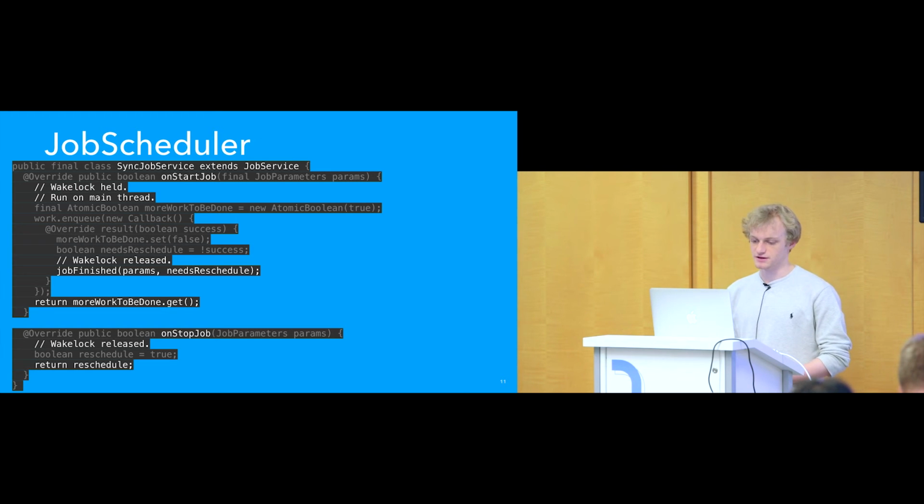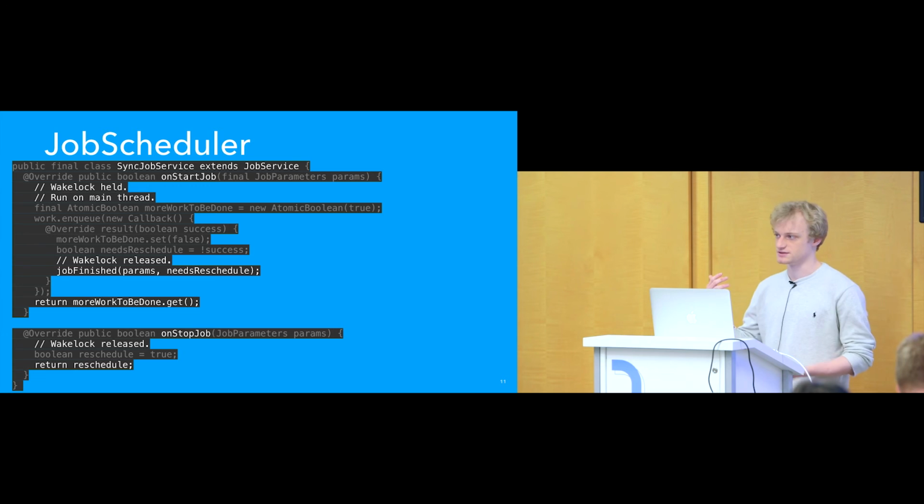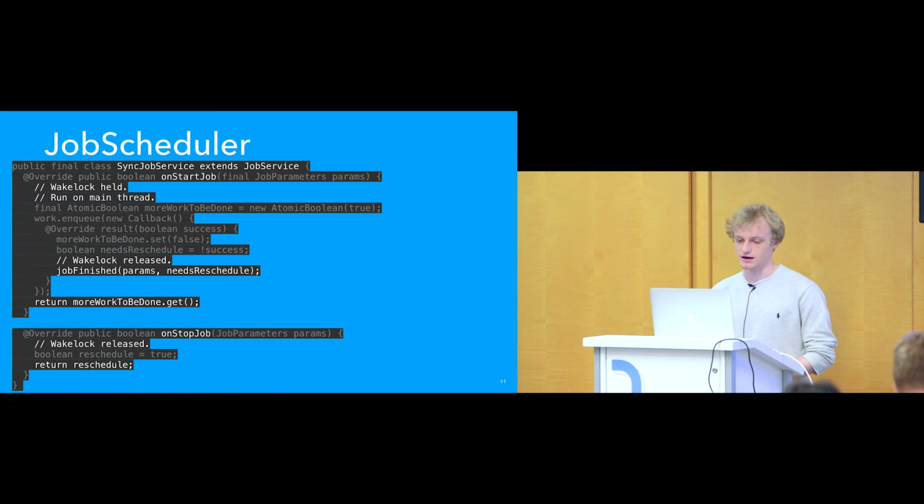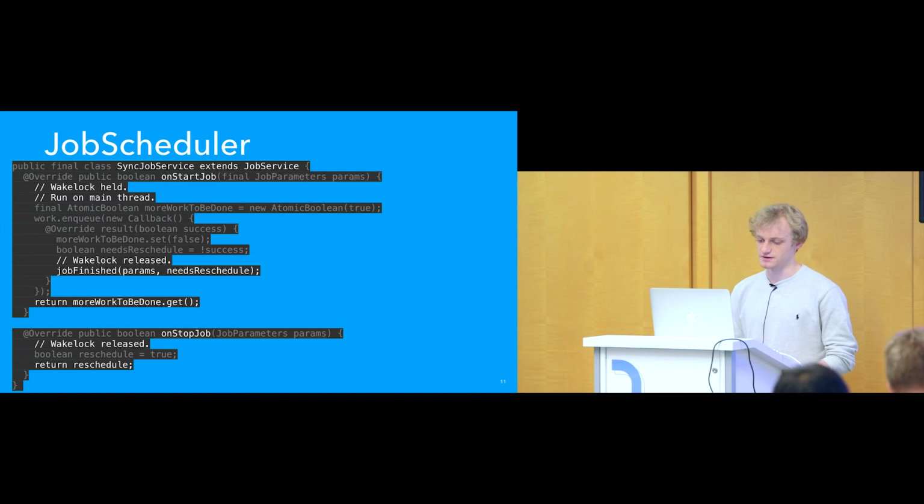And then finally, onStopJob. This is called when the parameters that you wanted are no longer met. Say you only wanted to do this job when you were plugged in, when you were charging. When that's no longer the case, Android says, okay, I'm going to release the wake lock, you should clean up anything you want to do, and then it calls onStopJob. Then you need to immediately return whether you need it to be rescheduled or not. Normally true.